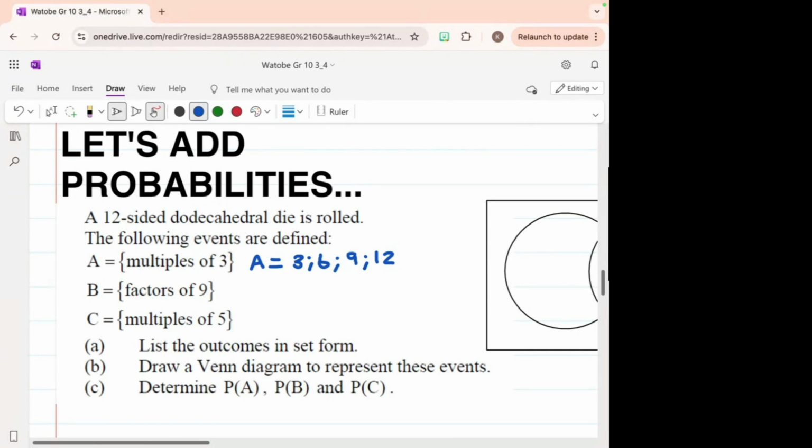All right. B is looking for the factors of 9. Factors, not multiples, so be careful. Factors this time. So what numbers go into 9? What factors are 9? So 1, 3, and 9. And finally, for C, they're wanting the multiples of 5. So if they're wanting the multiples of 5, I'm going to have 5 and 10.